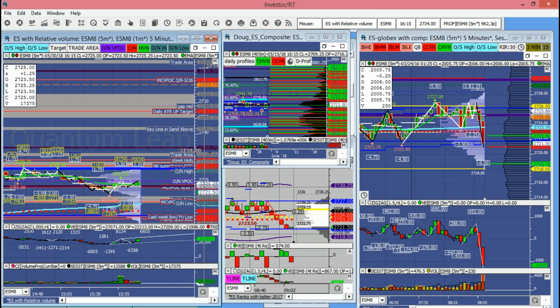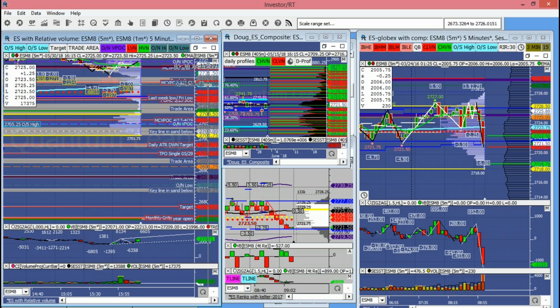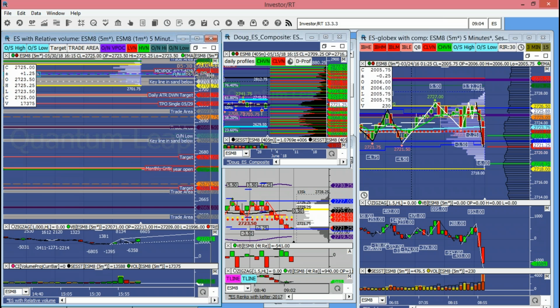Another important piece of information is our month open. Our month open is at 46.25. We have one trading session left. That means that our monthly critical mass has now shifted all the way down here to the 75 and a quarter. So basically sitting right at the year open.